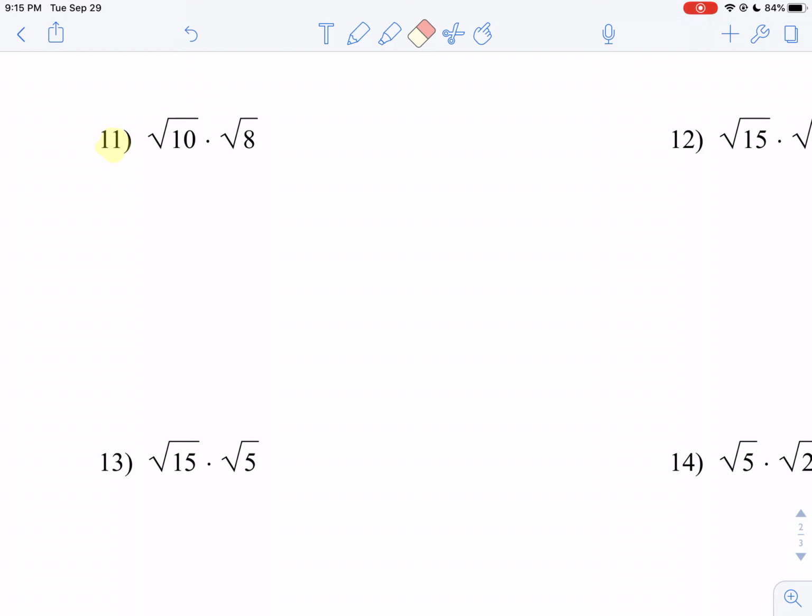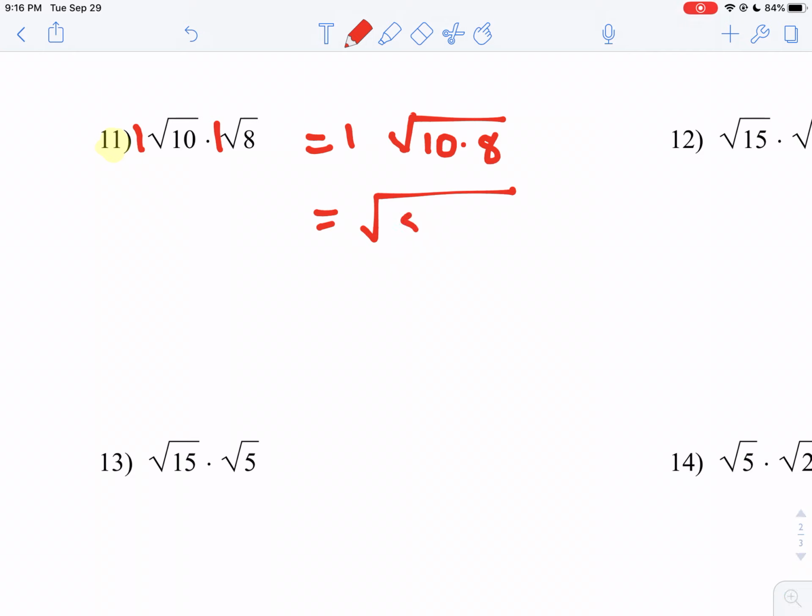Here the outside numbers are 1 and 1. 1 times 1 is 1. You can write it if you want, you don't have to. Inside the radical, you have the radicand 10 and radicand 8. You multiply them. So multiply outside numbers together, multiply inside numbers together, and then you simplify. Notice I did not multiply 10 and 8, because I need to break them down and simplify the problem.